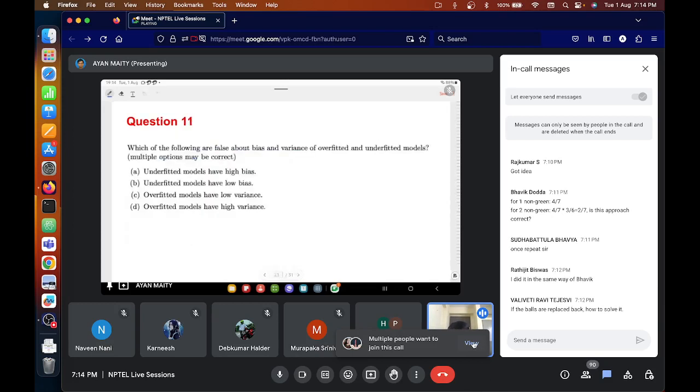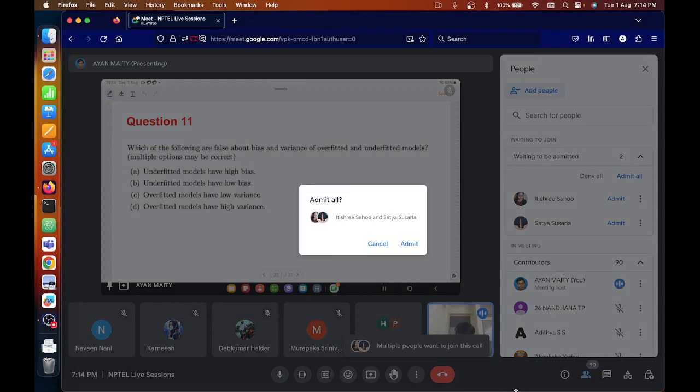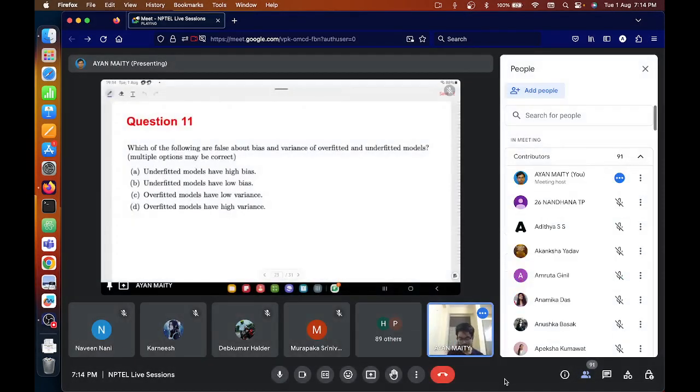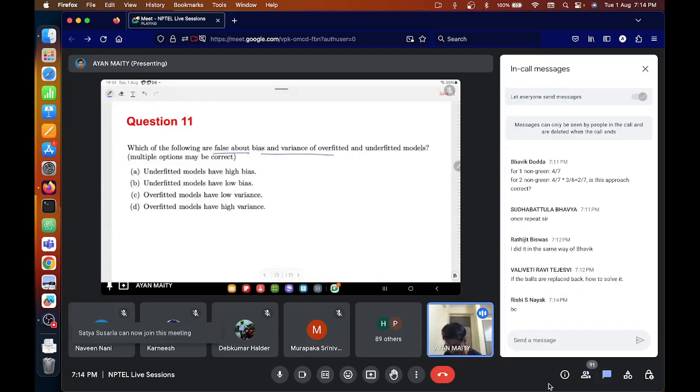We can go to question 11 now. Which of the following are false about bias and variance of overfitted and underfitted models? Multiple options again may be correct. So false about bias and variance. So which of these options are false, not correct?